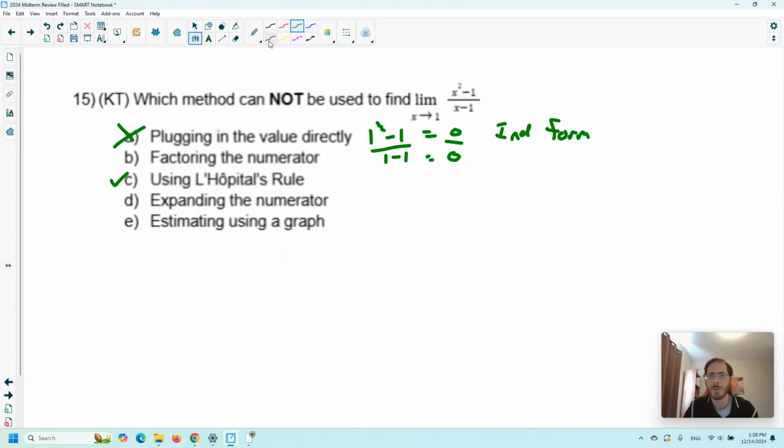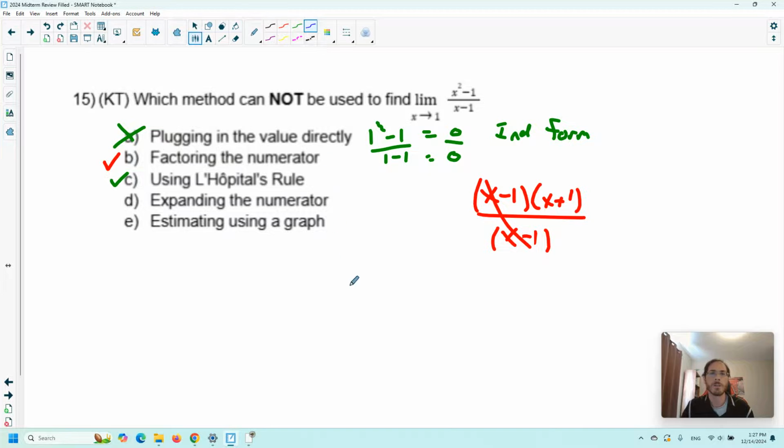But what about the other ones? Factoring the numerator. Yeah, we could actually factor that, because that would be (x minus 1) times (x plus 1) over (x minus 1), and we can just use factor cancel. So that's actually good. We can use a different limit technique.